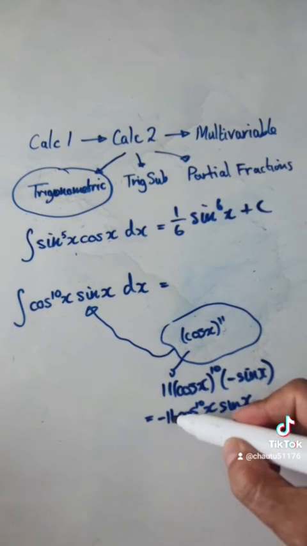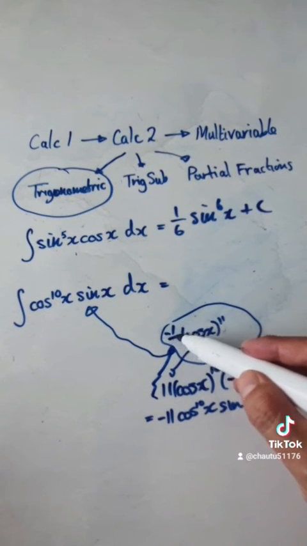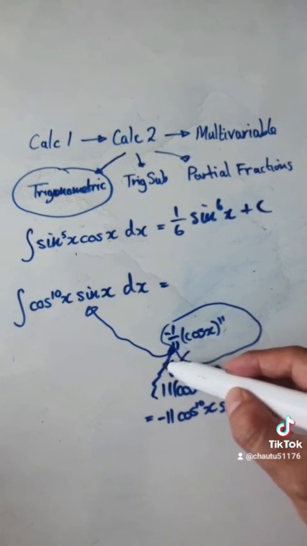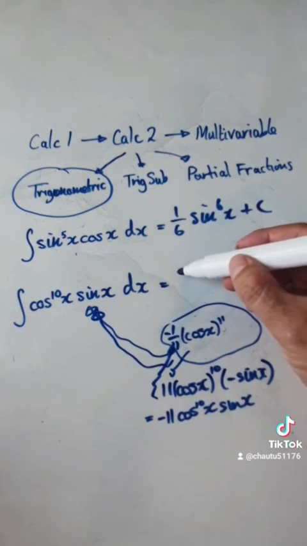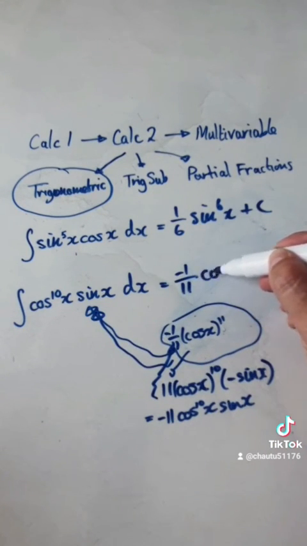You don't want this minus 11, so you would go back to your initial guess and stick minus 1 over 11. So now when you differentiate it, it will then give you this. So the final answer here would be minus 1 over 11 cos to the power of 11 x plus c. Okay?